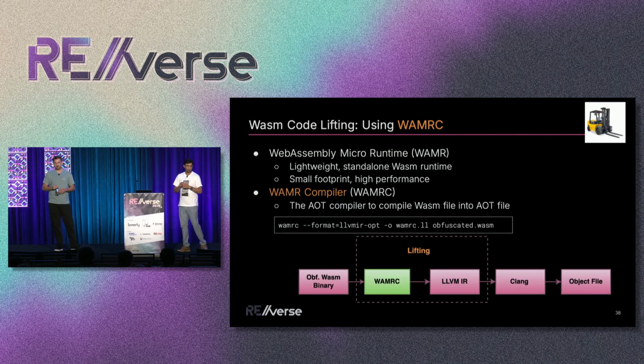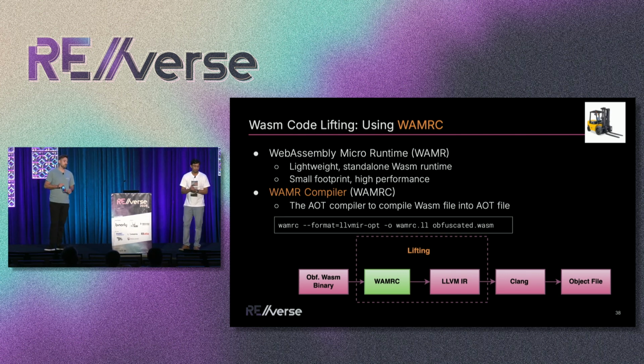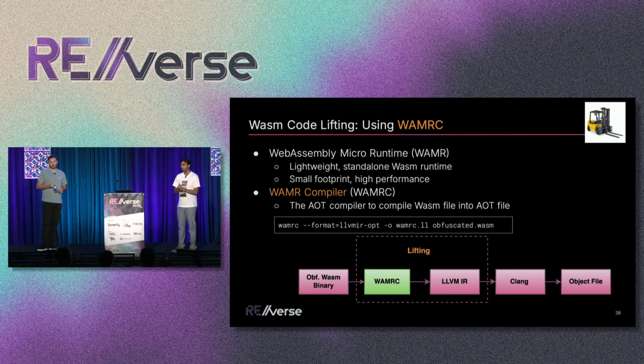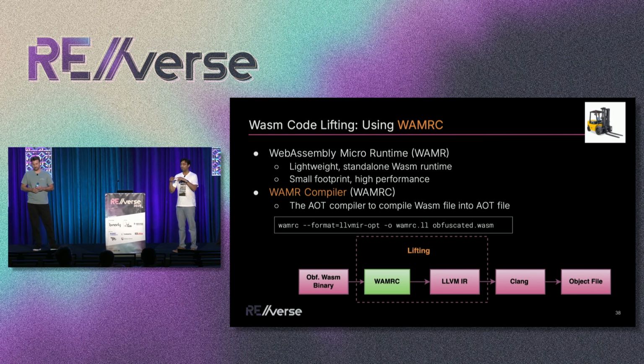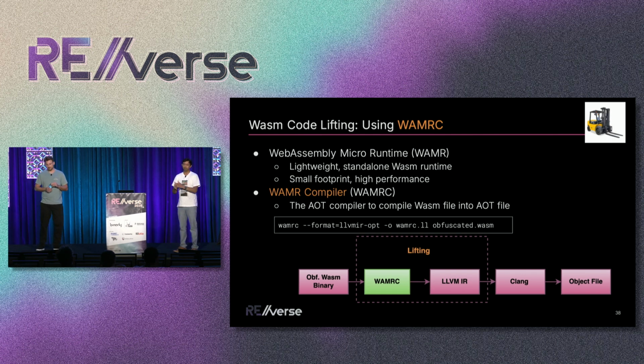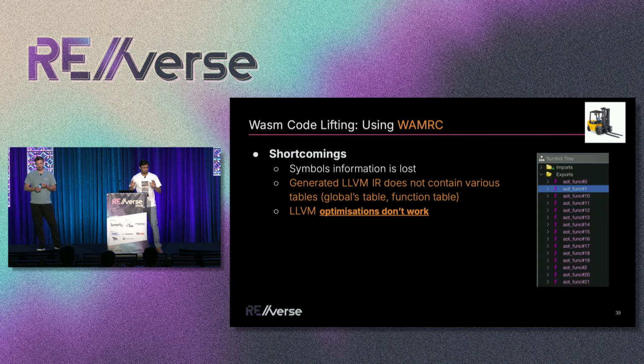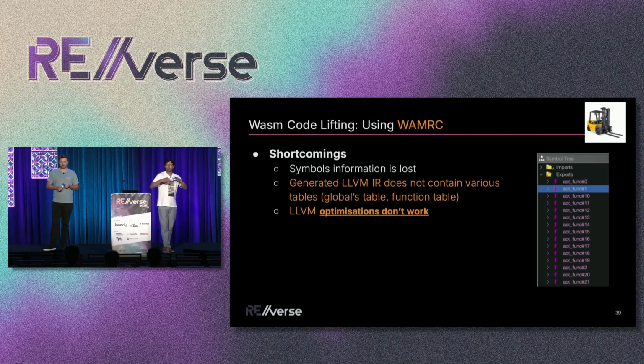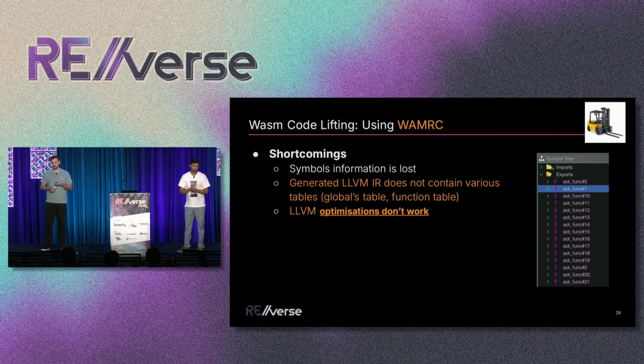Again, we started looking around for tools which are already doing this lifting. We came across a runtime called WebAssembly Micro Runtime. This runtime has a compiler which does AOT compilation for these Wasm files and generates LLVM IR, and there is an option to emit the LLVM IR. So we used this tool and did some testing. It was okay, but soon, once we got into the complex examples, we saw the shortcomings of this approach.